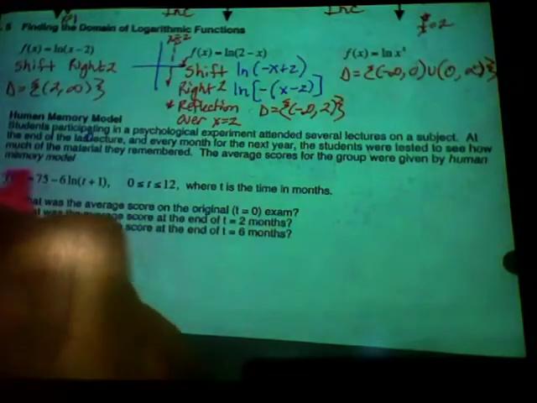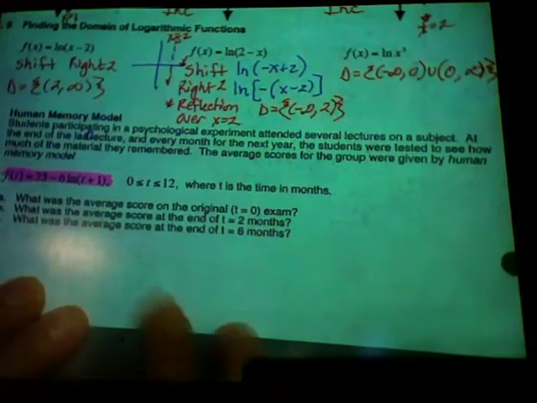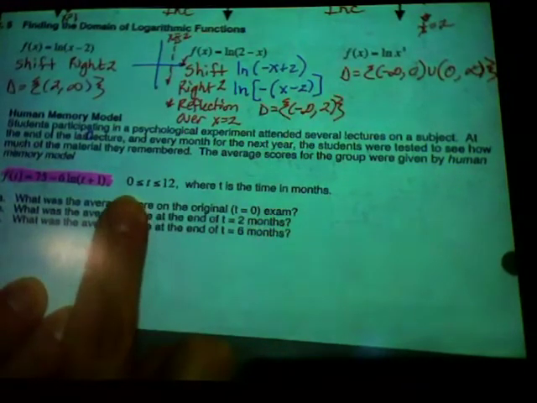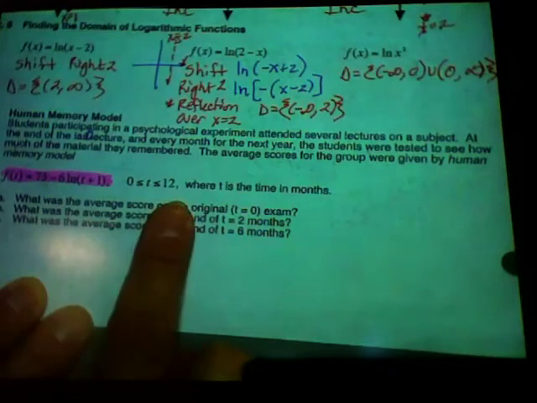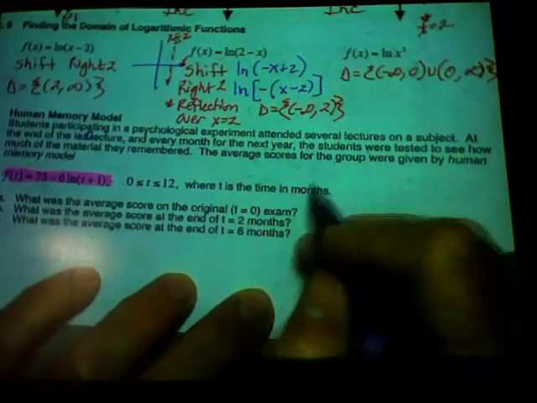And so this is the equation, if you will, and then t is in between 0 and 12, and it includes 0 and 12, so that's your 12 months. So t is your time in months. So question A is asking what's the average score on the original t equals 0 exam. So all we're going to do is plug in and find f of 0.